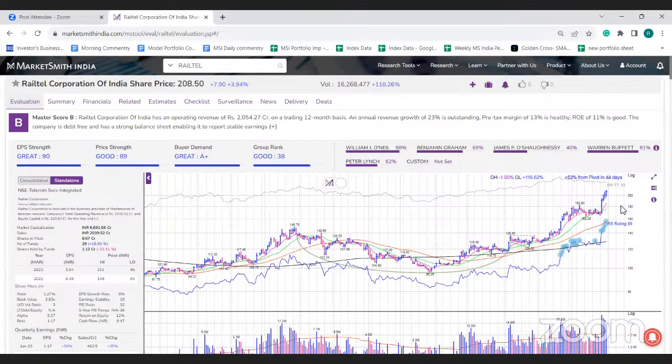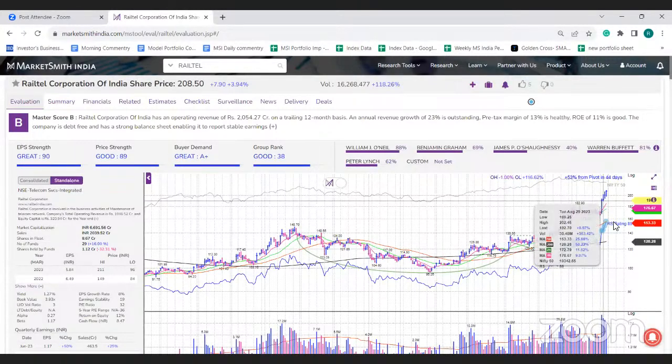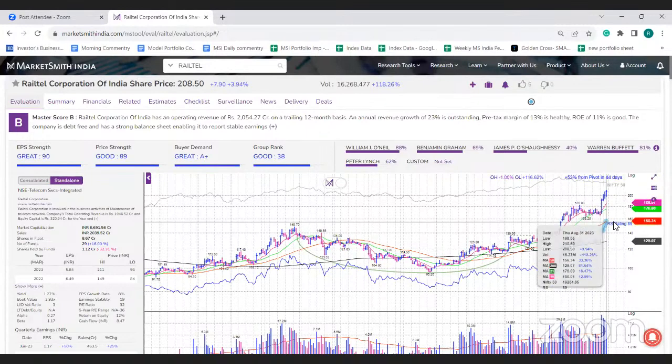I think either it forms a new base or there is a pullback to the 21 or 50 DMA, that will be a good time to enter. If you're already holding the stock, then maybe some partial profit booking, or you can trail your level. You can decide the level, like the low of 2-3 days ago or something like that, because it is even 18% extended from the 21.